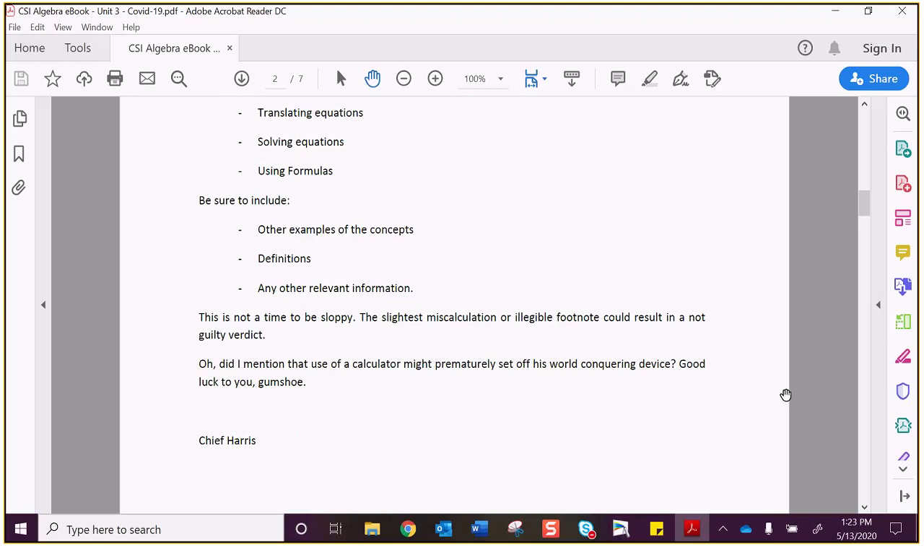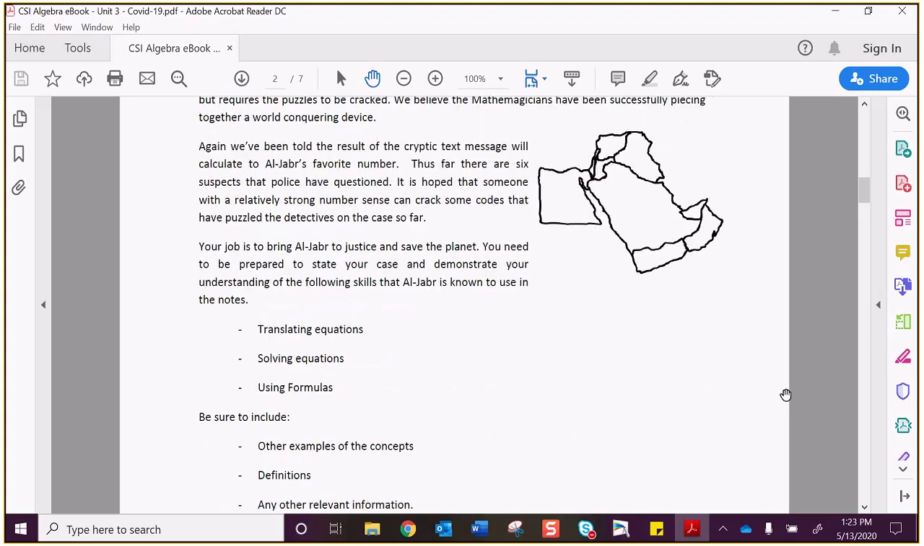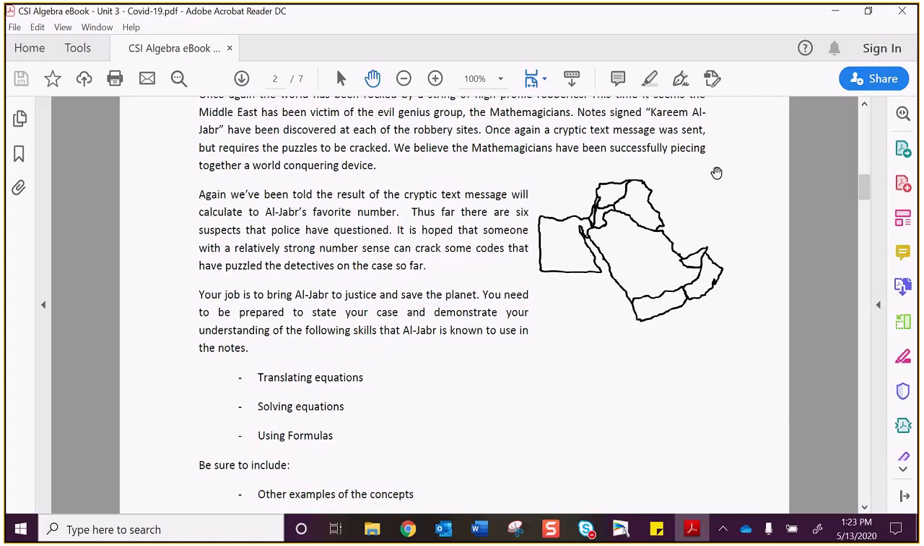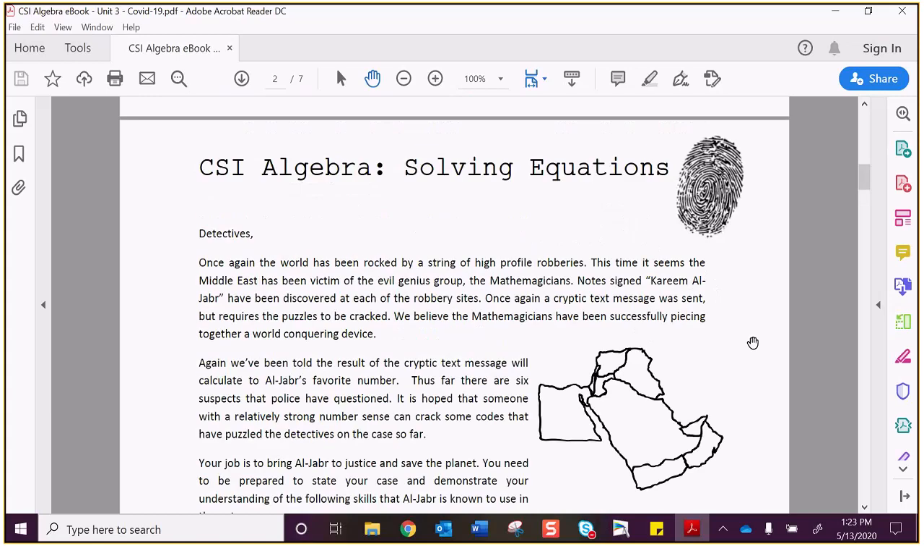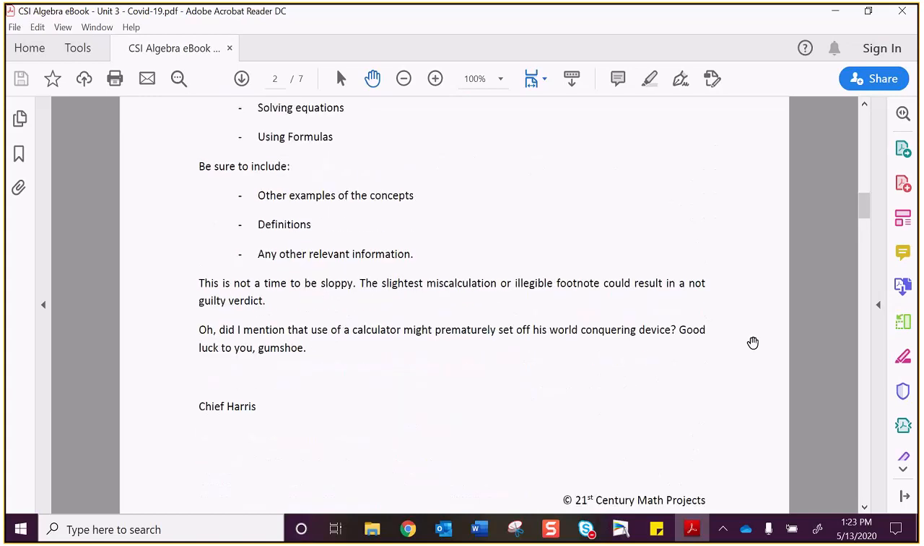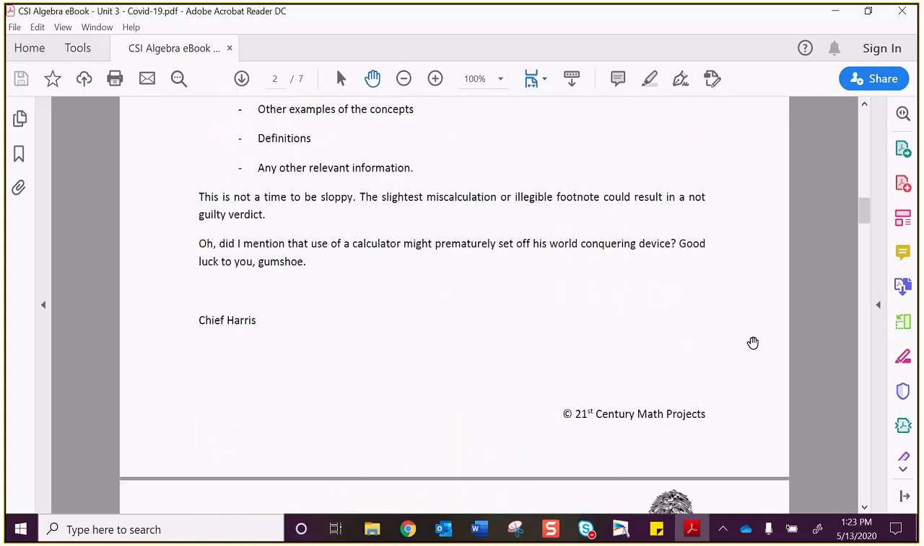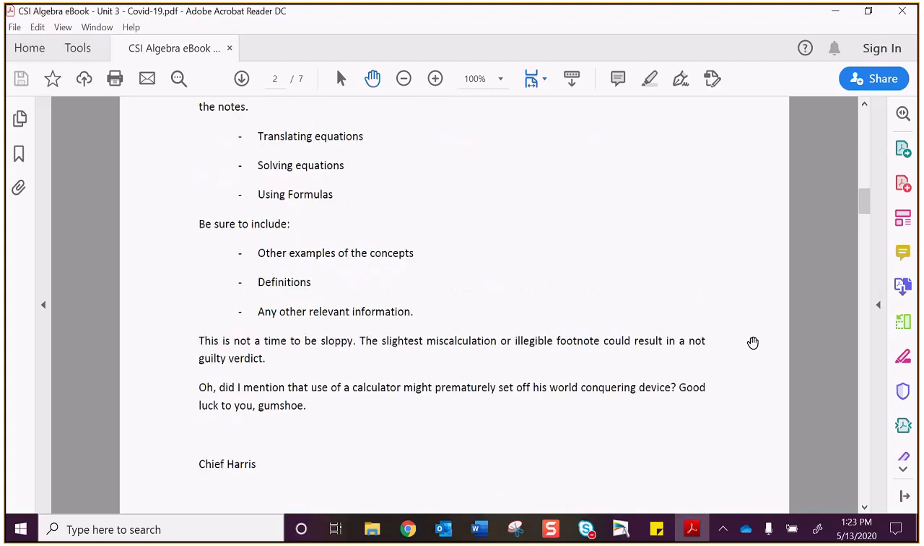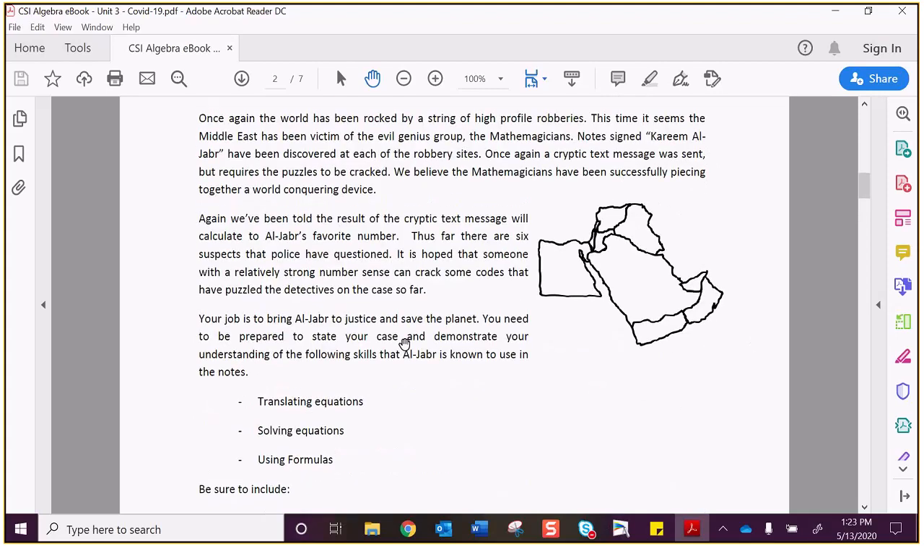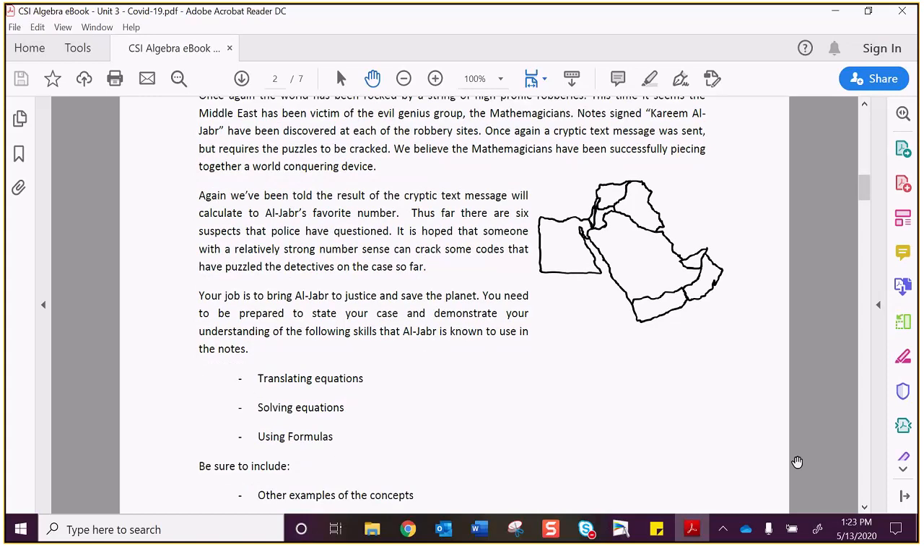Chief Harris. So there's kind of the story behind what's happening. So here's a map of the Middle East. Hopefully you know that from last year in social studies. But there's kind of like the little storyline. There are clues that have been left. And the biggest note here, it says the cryptic message is going to calculate his favorite number. So that's kind of what we're going to use at the end.